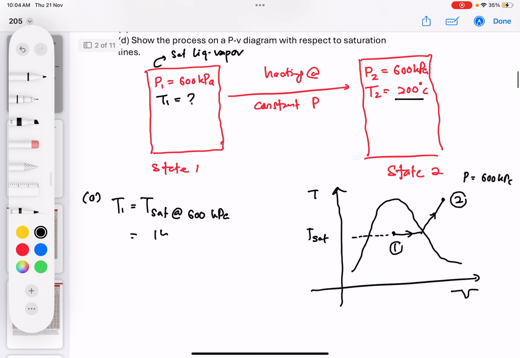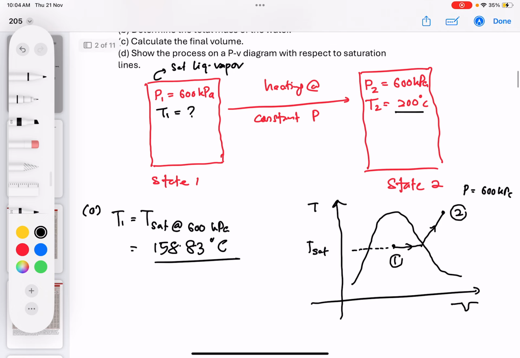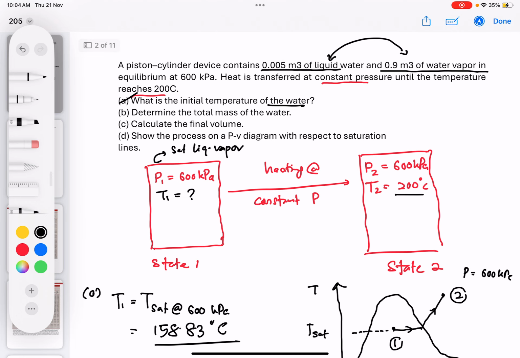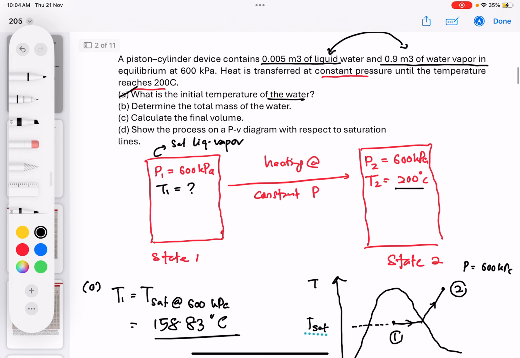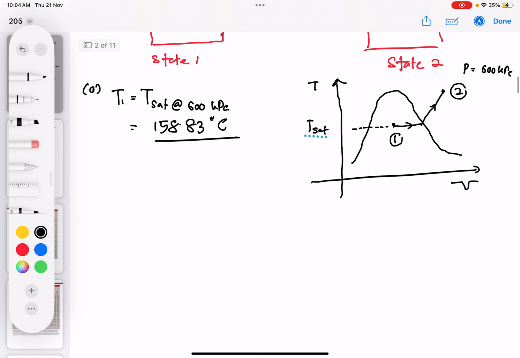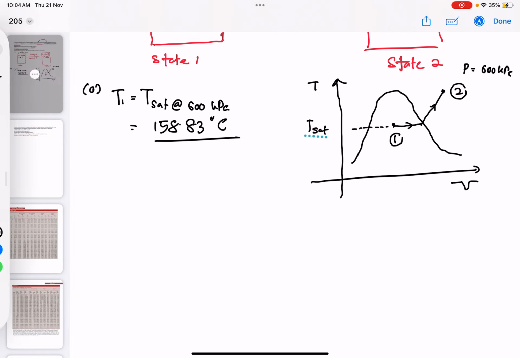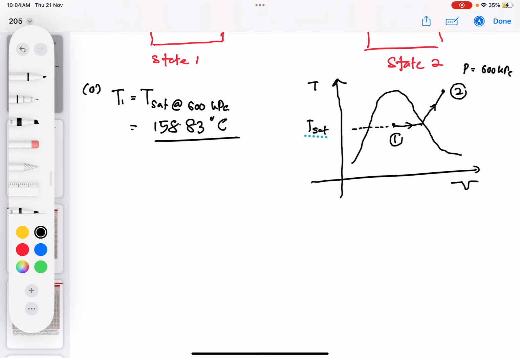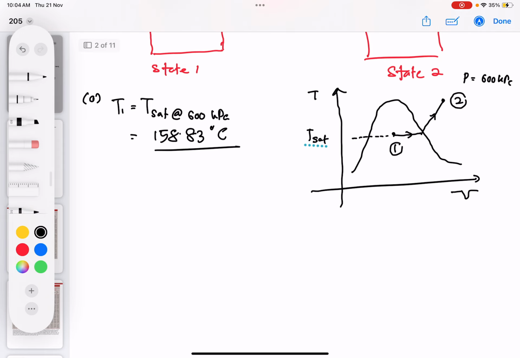So T equals 158.83 degrees Celsius. So I already answered the first part. And then the second part: determine the total mass of the water. Here the question is actually asking for my total mass of the water. The easiest way will be to calculate for state 1.